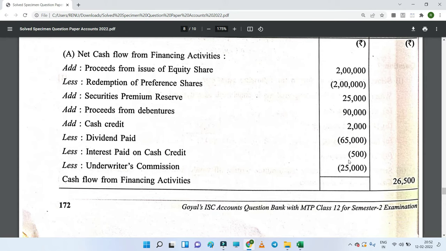After putting all the amounts as plus and minus, we will do the calculation. So 2 lakh plus 25,000 plus 90,000 plus 2,000 minus 2 lakh minus 65,000 minus 25,000, you will get the amount 26,500, and this is the final value of cash flow from financing activities.